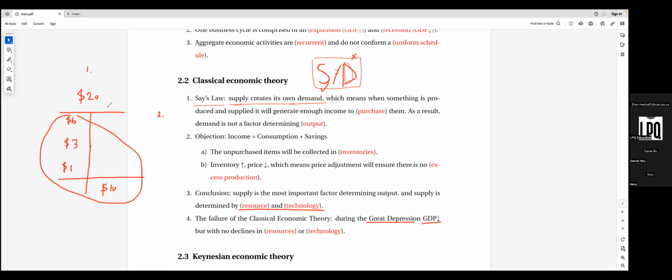So in this case, this year everybody made $20. Maybe they only spend $16. People only consume $16, so they save $4 for future spending. In such a case, total supply, the GDP, is $20, but people only spend $16. You see, 20 is greater than 16. So in this case, supply doesn't always equal demand.